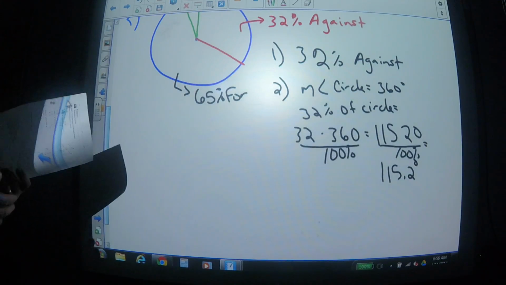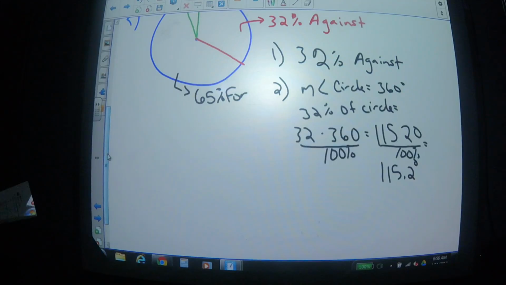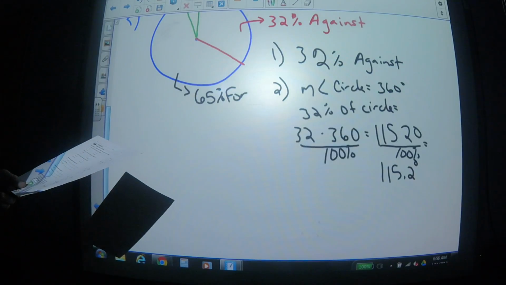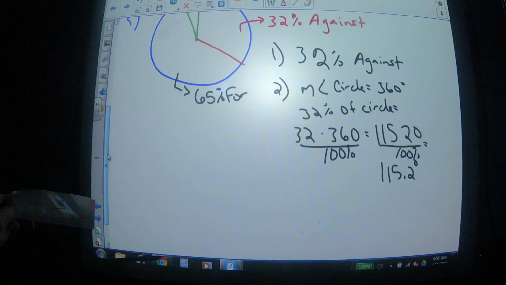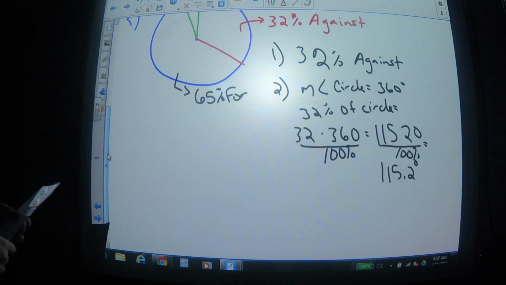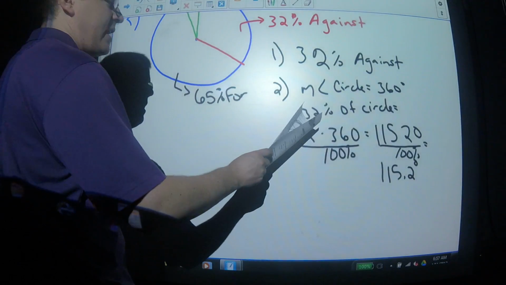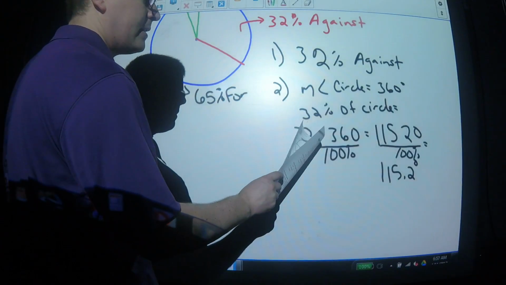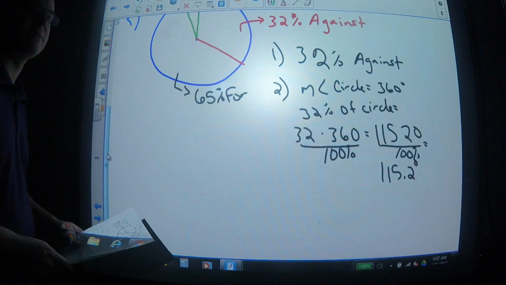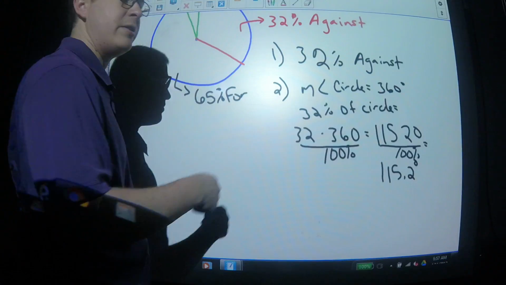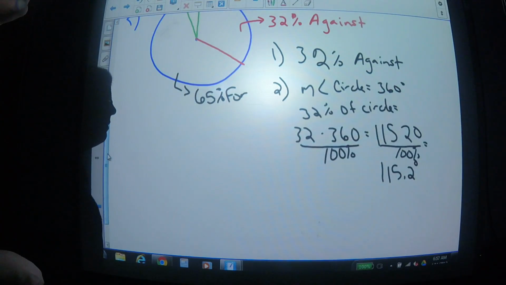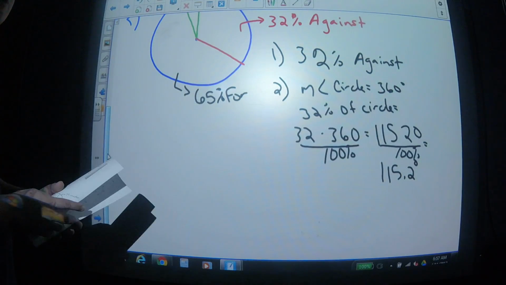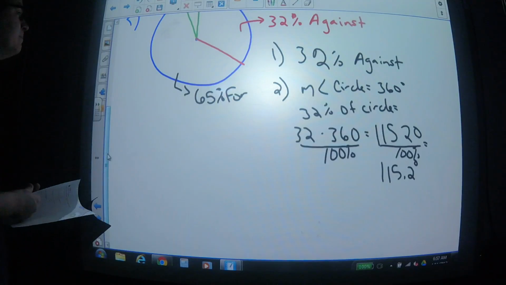So attempt the other practice problems, identifying the parts of the circle and being able to find an arc. Remember that for the arc, you take the percent of the circle times 360 degrees, divide by 100, or move the decimal point 2 places to the left, and you will have your arc degrees.